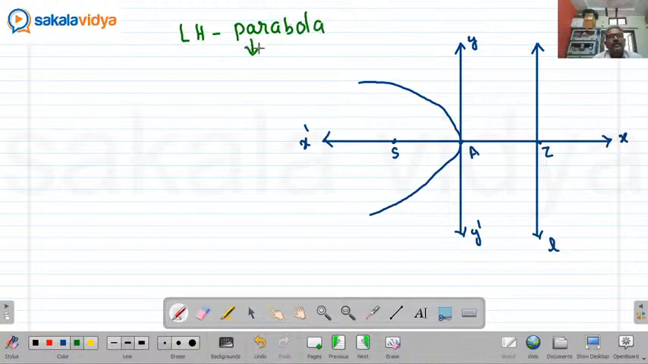So whose equation is y square is equal to minus 4ax. Let me discuss, as before, the 10 points we need to discuss in this one also. 10 points we need to discuss. So you just note down in this notebook. Okay.